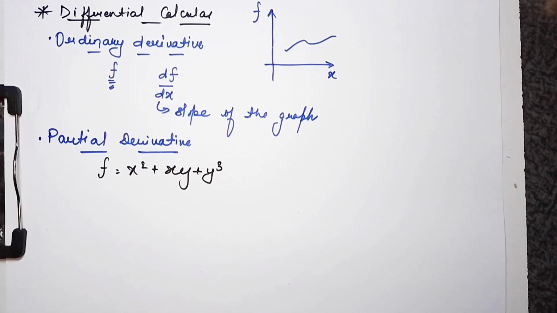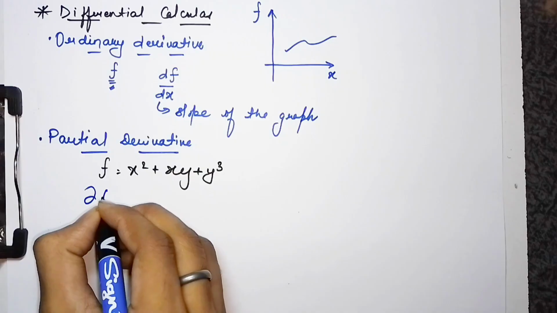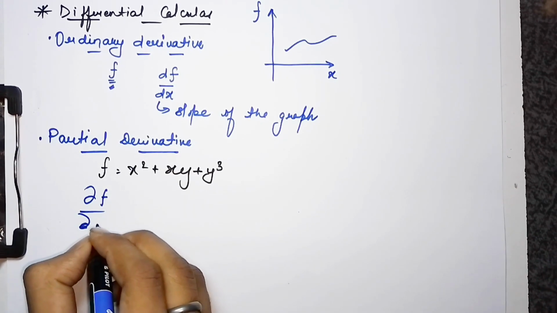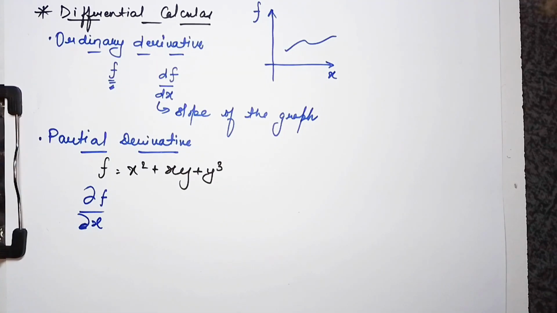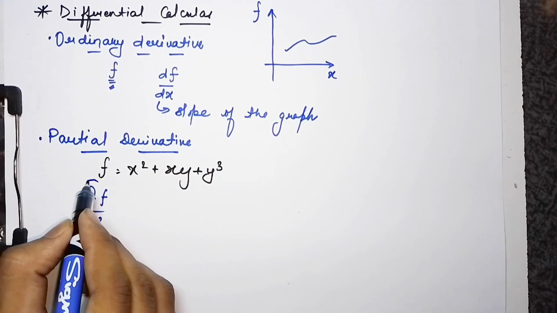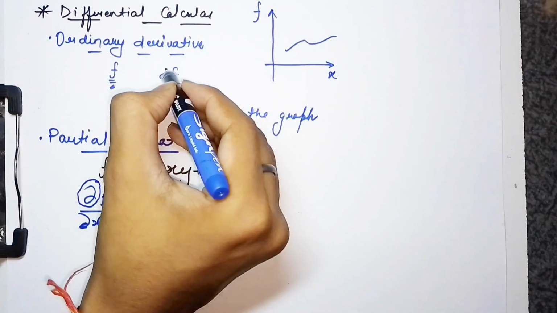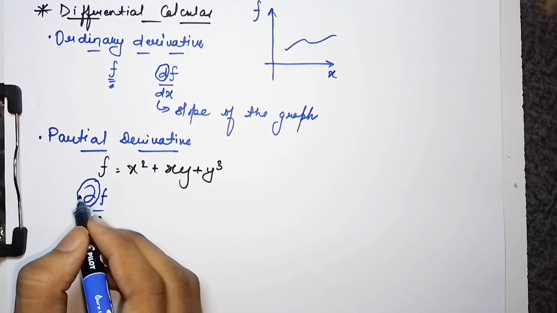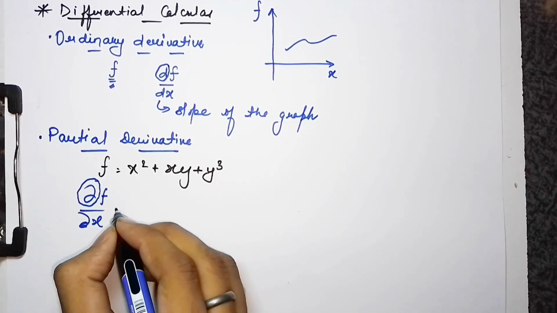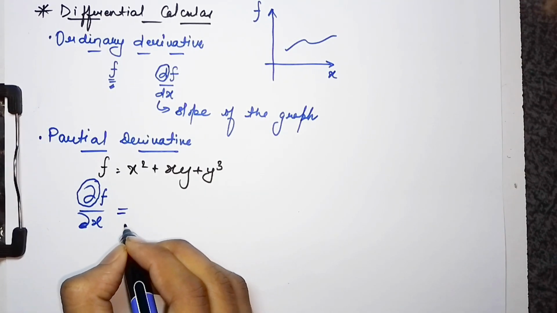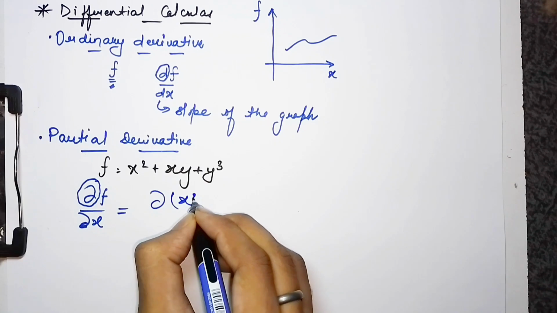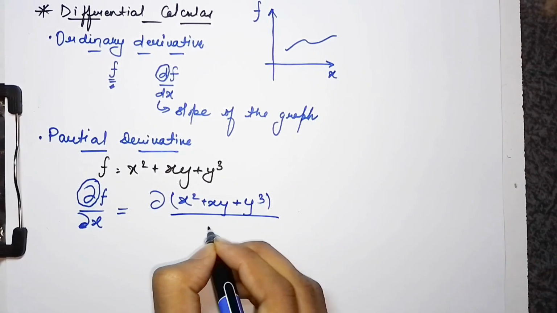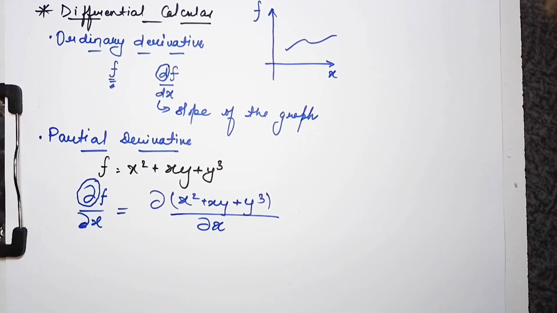what would you do? You would simply write del f upon del x. One thing that you must keep in your mind is that this is a different sign in comparison to this. Here we write simply d, but here we use a curved sign. I hope that it's clear. Now, when you have to find this, you will simply write the function f over here, that is x square plus xy plus y cube, and dx. I hope that it's clear to you.